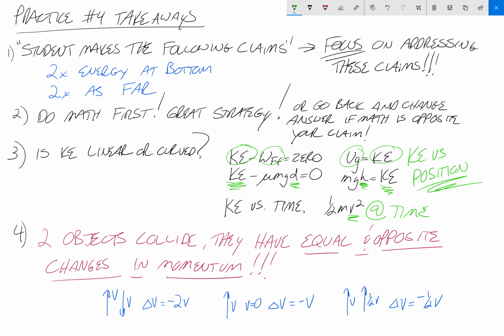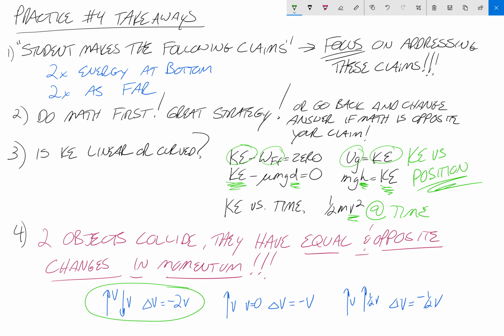When it was a pumpkin, some of you were like, well, it's an elastic collision or it's perfectly, who cares? Do not discuss the type of collision unless they ask you to do so. The most important concept, if I'm not making myself clear, is that when two objects collide, they have equal and opposite changes in momentum.